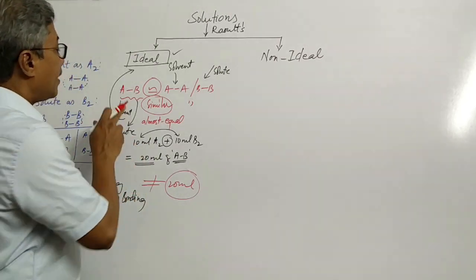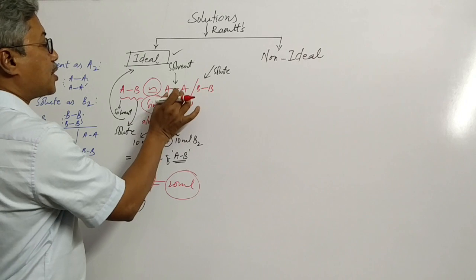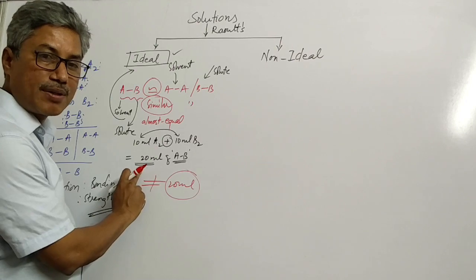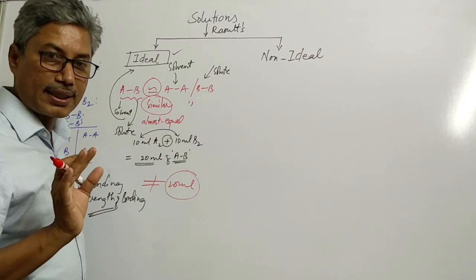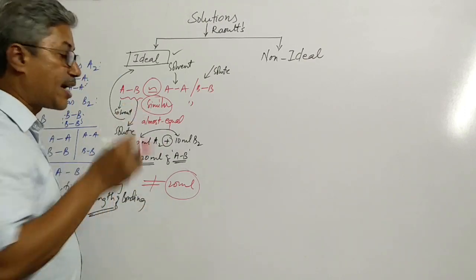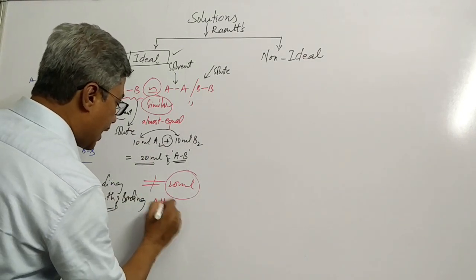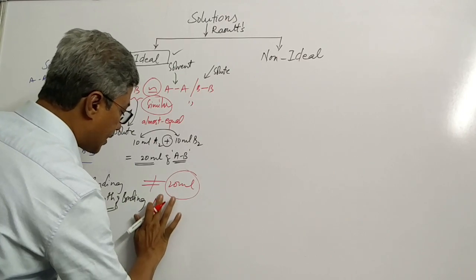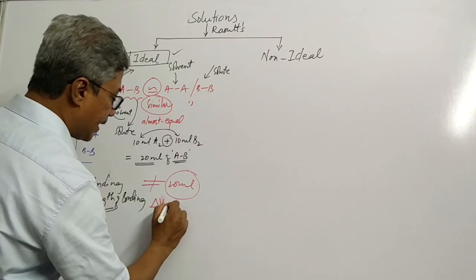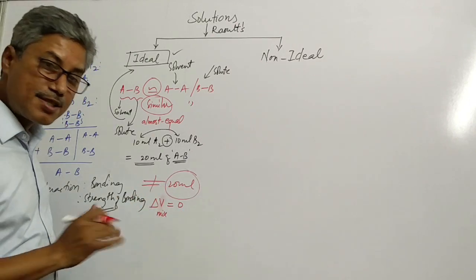Just listen to me. If AB interactions are equal to or nearly equal to the interactions of AA and BB, then only the total volume of the solution obtained will be equal to the sum of the two volumes. Is that clear? This is the characteristic property of ideal solution. In this case, what we say is delta V, change in volume upon mixing is 0.